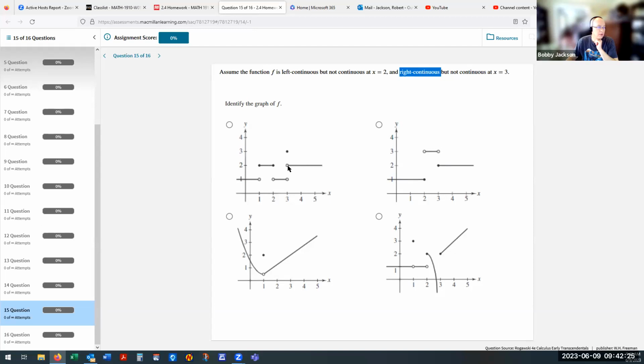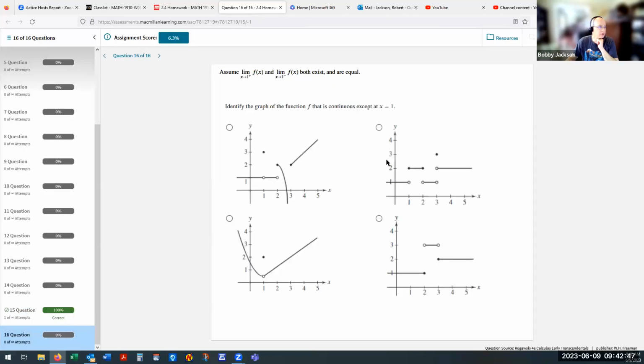So the limit from the right is 2, but the value of the function is 3. They're not equal, therefore it's not right continuous. Seems like this will have to be the case. Let's see if it's true. F of 3 is equal to 2, and the limit as we approach 3 from the positive side is 2. So this is our winner. Let's check our answer and make sure. Yay, we solved it. Next question.